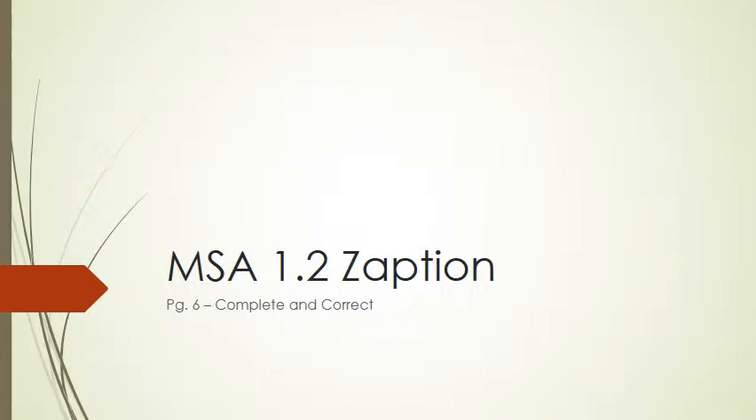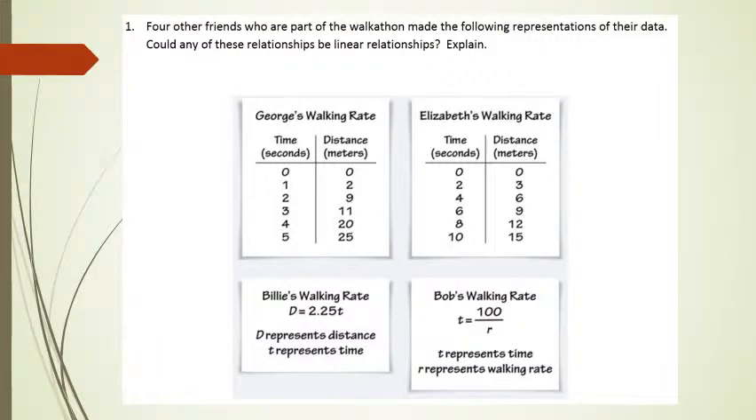Today in class we thought about walking rates and how you can see them in graphs, tables, and equations. For tonight's homework, make sure you've completed page 6 so you can correct it with this section. In the first problem, we're told that 4 friends who are part of the walkathon make the following representations of their data. Could any of these relationships be linear relationships?